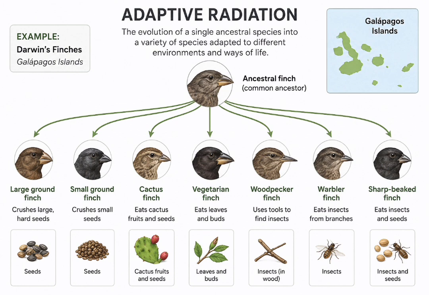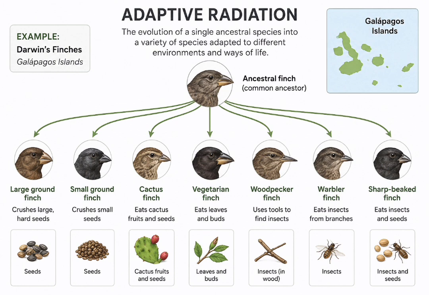Over time, finches developed different beaks, like a thick beak for seed eating, a long thin beak for insect eating, and a strong curved beak for cactus feeding. Many new species formed from one ancestor.